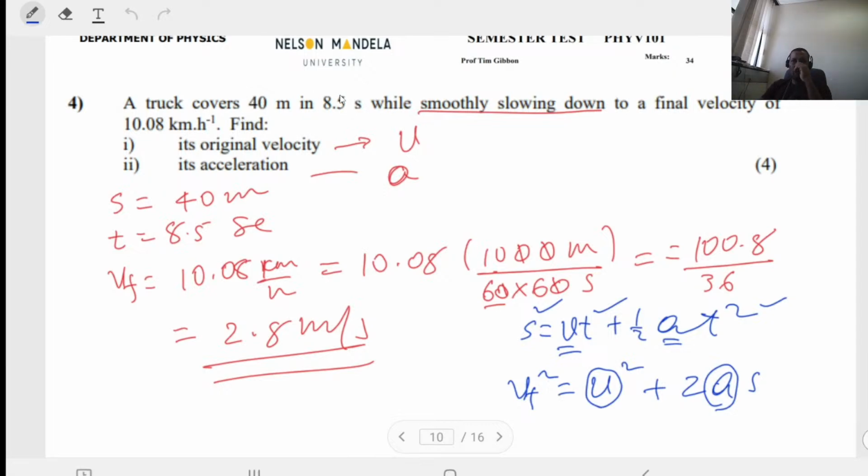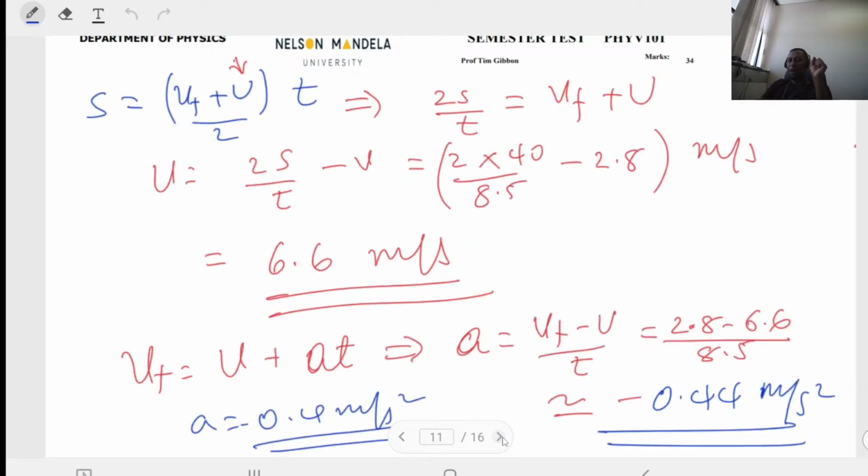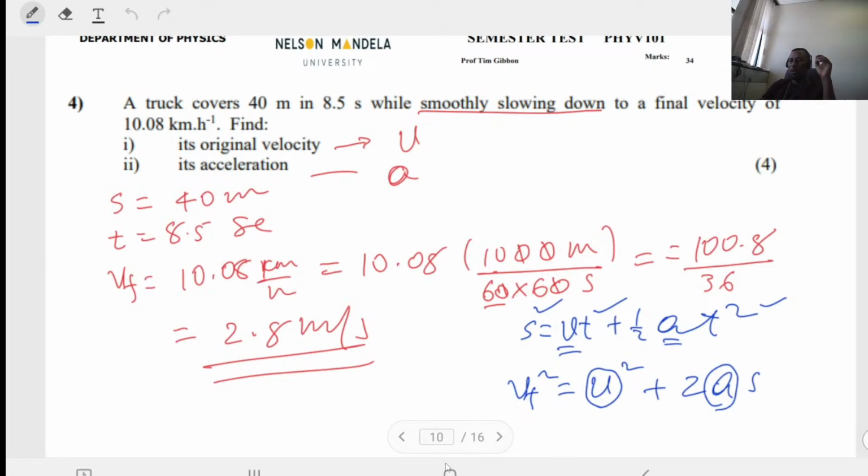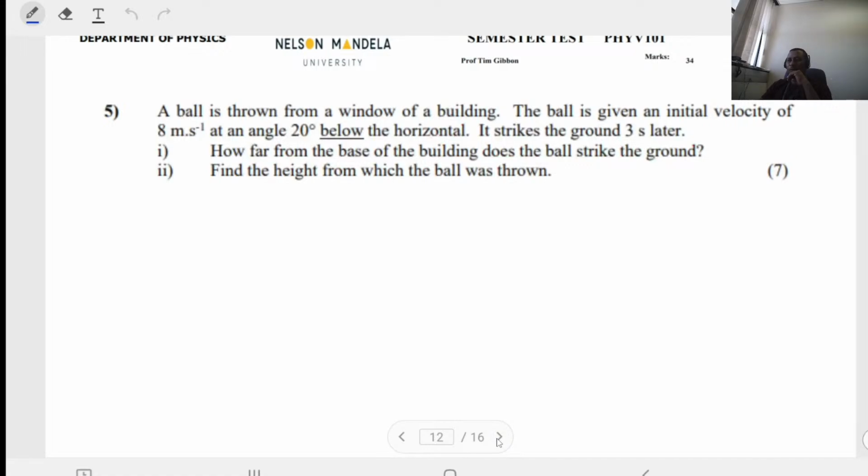Here I've got two significant figures. Here I've got 4 significant figures. Therefore, my final answer should be close to the least significant figure. But as long as the teacher is not pushing you to express it, don't worry about it. This is all about question number 4.